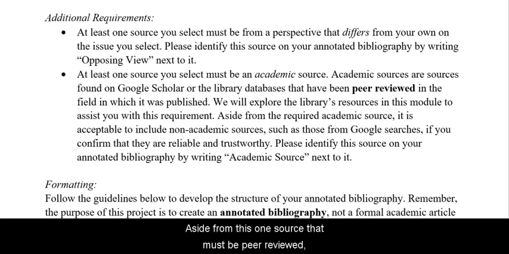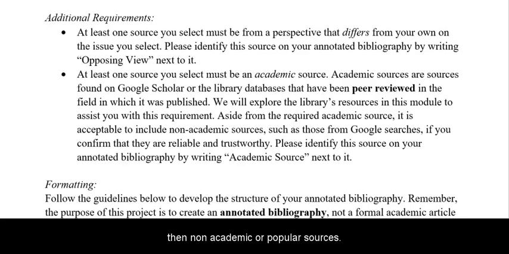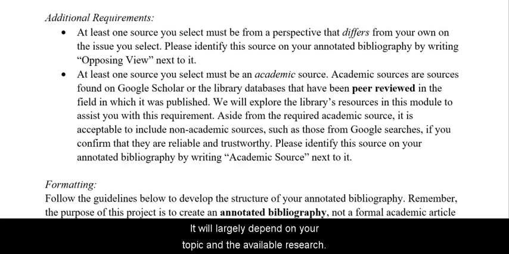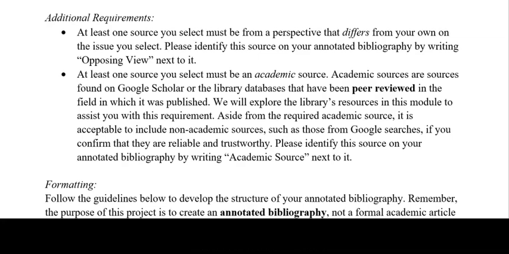Aside from this one source that must be peer-reviewed, your other sources, as long as they pass the CRAP test, can be non-scholarly sources. You are also welcome to have all academic sources, or you can have the one peer-reviewed source alone and then non-academic or popular sources. It will largely depend on your topic and the available research. Essentially, you must have at least one peer-reviewed source for this project. On the annotated bibliography project, I'm also asking that you identify the sources as, quote, academic source and, quote, opposing view source.